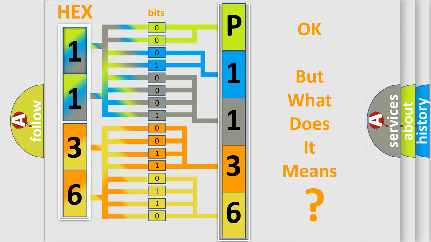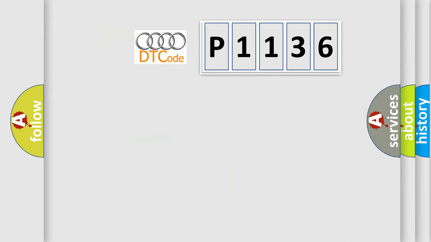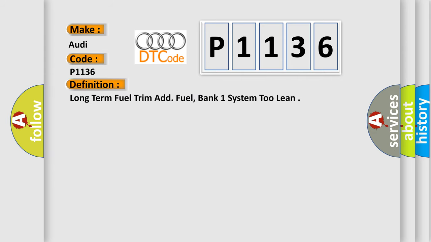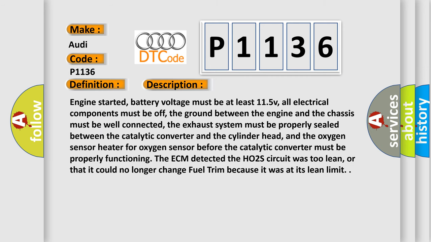The number itself does not make sense to us if we cannot assign information to what it actually expresses. So, what does the diagnostic trouble code P1136 specifically mean for Audi vehicles? The basic definition is long-term fuel trim add fuel, bank 1 system too lean. And now here is a short description of this DTC code.